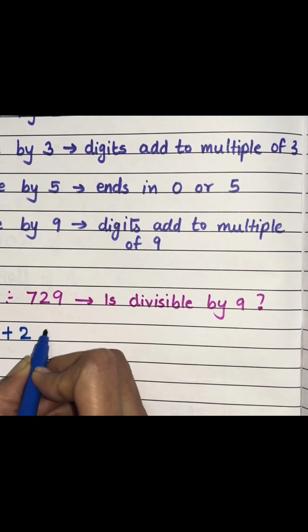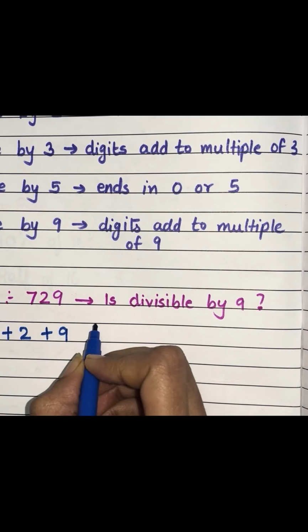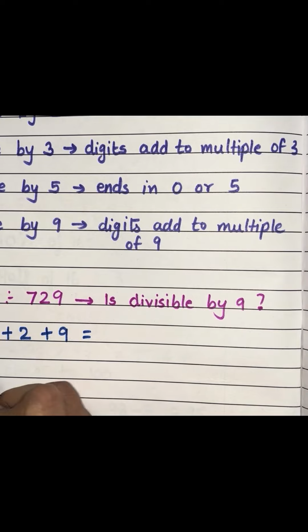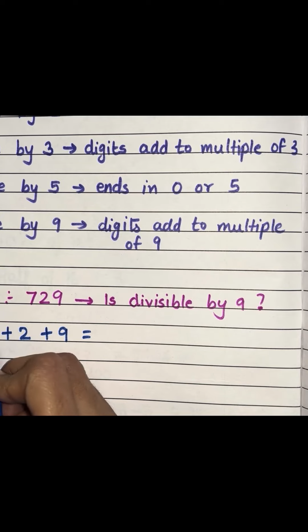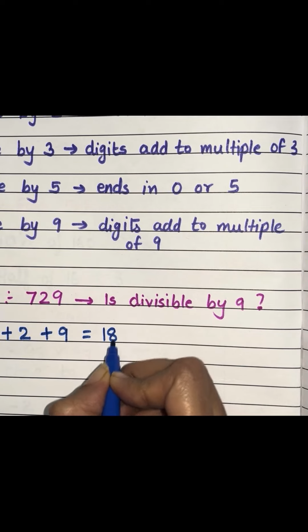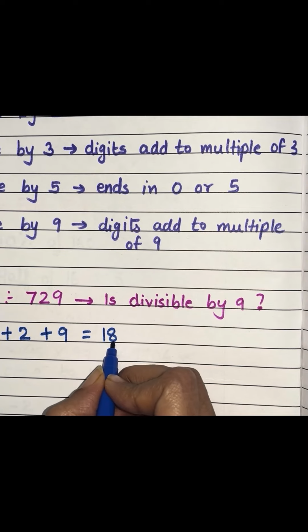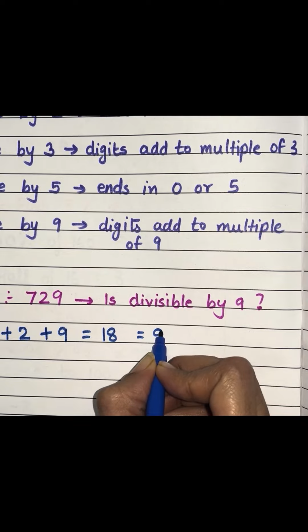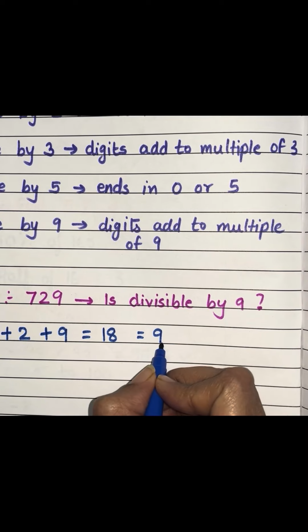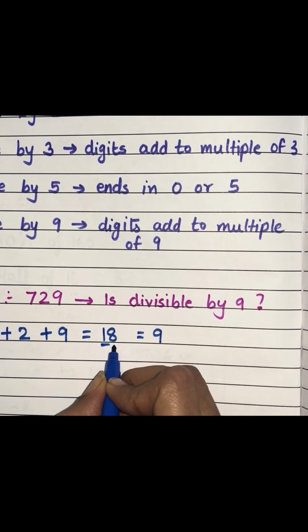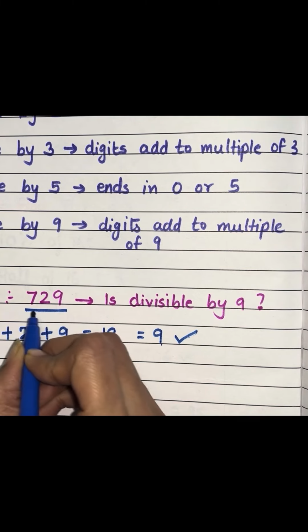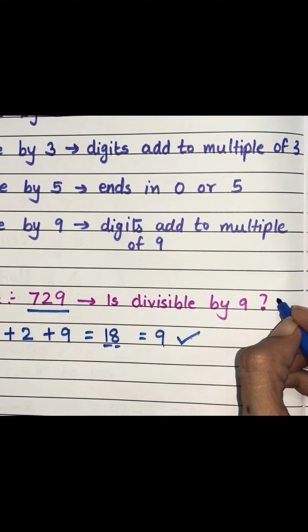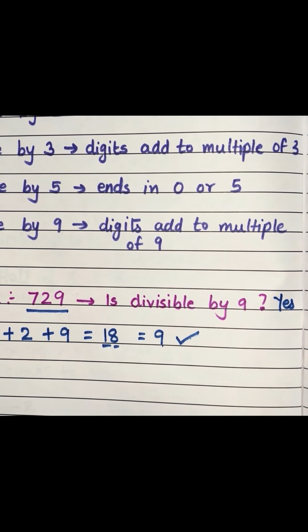7 plus 2 plus 9. So 7 plus 2 plus 9 is what? 9 plus 2 is 11. 11 plus 7 is 18. Now we will check: 1 plus 8 is equal to 9. And yes, this 18 is also divisible by 9, and if we add these two also, we will get 9. So yes, this number, which is 729, is divisible by 9.